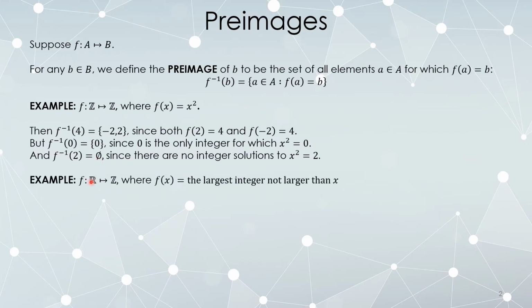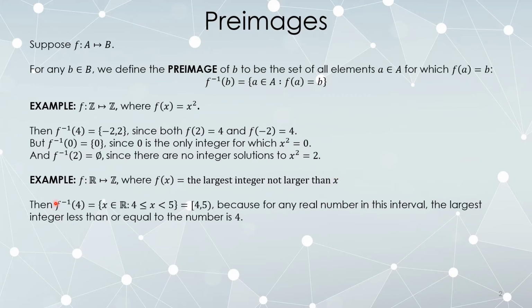Another example, a function whose domain is all reals and whose codomain is the integers. F of x is the largest integer not larger than x. This is just rounding down to the nearest integer. So the preimage of 4 asks, what are all of the real numbers that if I round them down, the result is 4? It's going to be every real number in between 4 and 5, which does include 4 and does not include 5. 4 rounded down is still 4, but as soon as I hit the number 5, if I round that down, I'd get 5. So it's everything in between 4 and 5, which does include 4 and does not include 5.